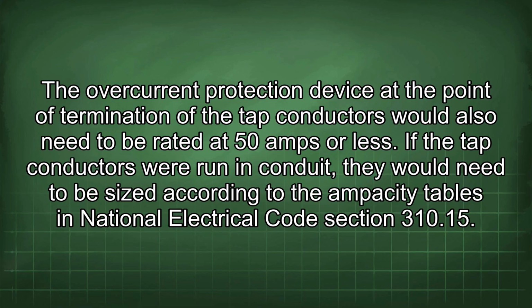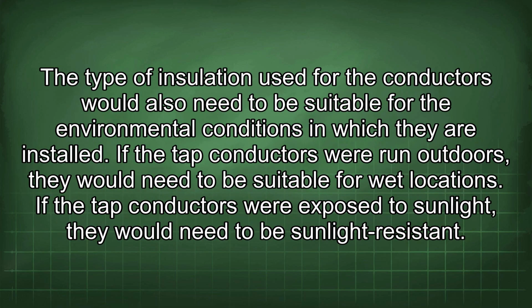If the tap conductors were run in conduit, they would need to be sized according to the ampacity tables in National Electrical Code section 310.15. The type of insulation used for the conductors would also need to be suitable for the environmental conditions in which they are installed. If the tap conductors were run outdoors, they would need to be suitable for wet locations. If the tap conductors were exposed to sunlight, they would need to be sunlight resistant.